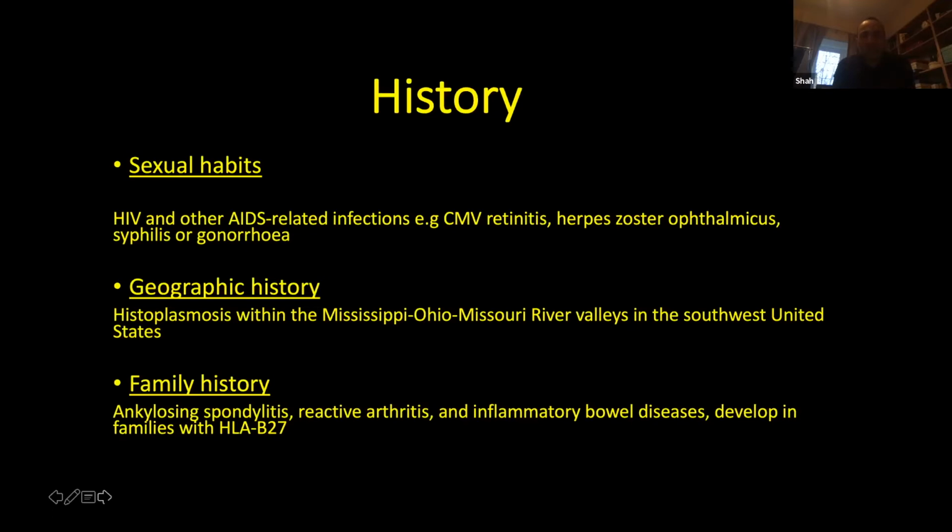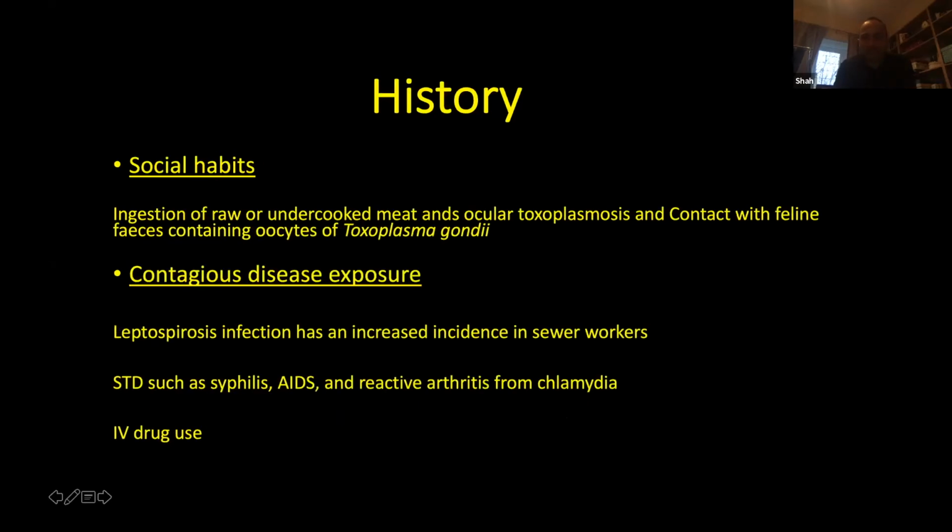Geographic location. I've never seen one of these, but histoplasmosis is associated with the Mississippi, Ohio and Missouri River. Then we've got a condition called presumed ocular histoplasmosis, which is a similar thing, typified with lesions around the disc. But they've never actually found histoplasma in the blood of these patients, but it's got the name. And family history, as you can see, with ankylosing spondylitis and some inflammatory bowel conditions.